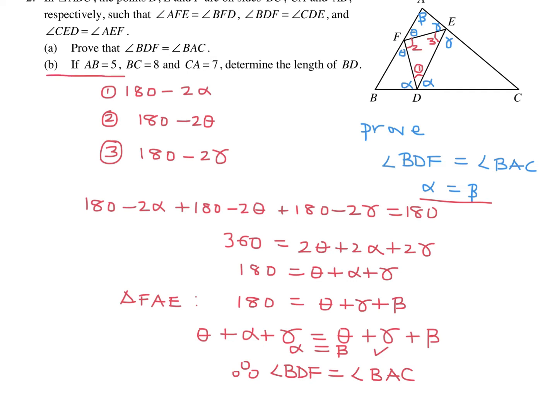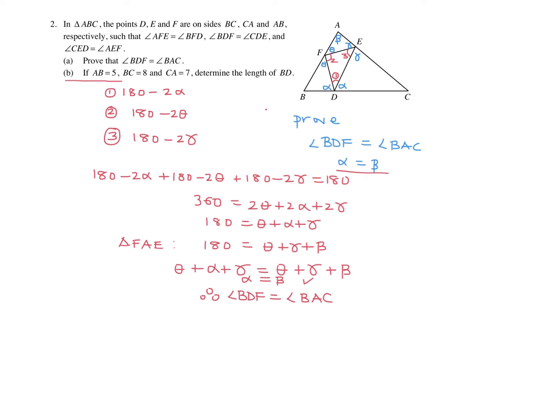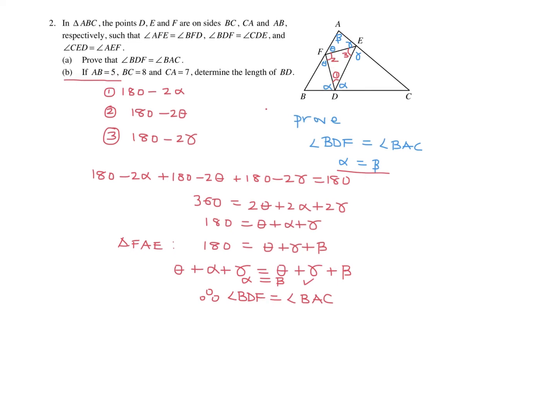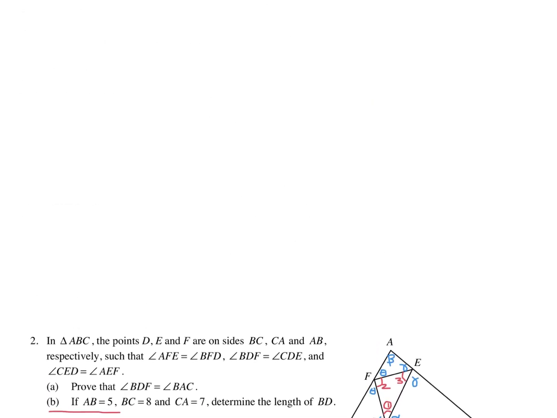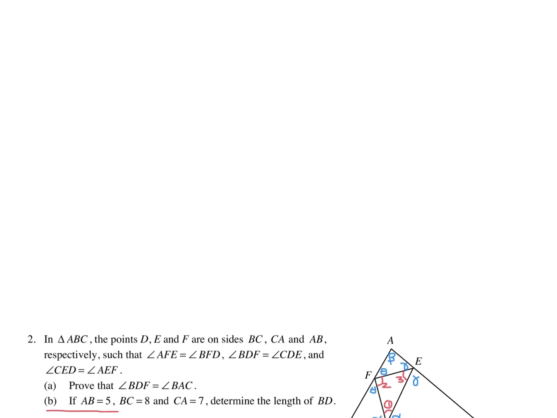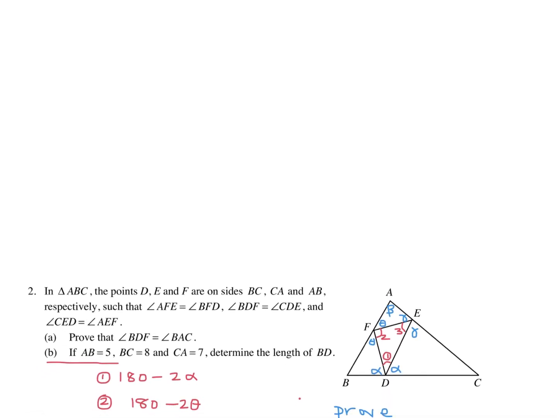Part B, if AB is 5 and BC is 8 and CA is 7, determine the length of BD. So we're going to need some space here. Okay, let's bring it down there. And I think we'll be able to solve this question. We are going to probably need to use a lot of similar triangles and that kind of stuff. So this is going to be a little bit of algebra here.